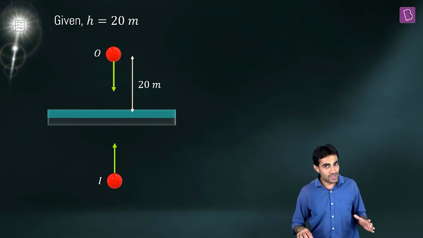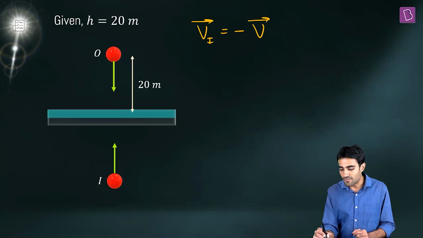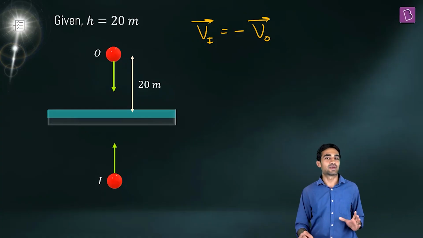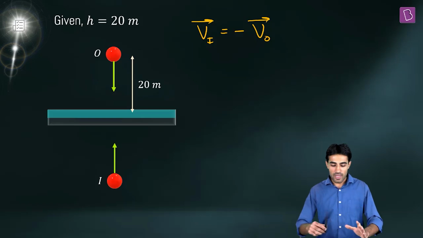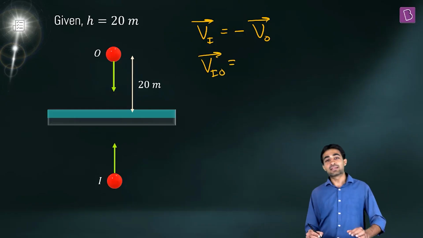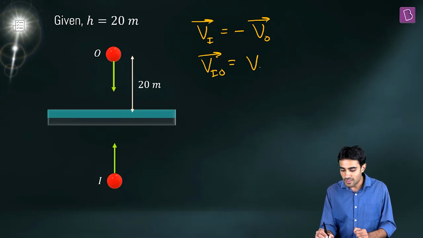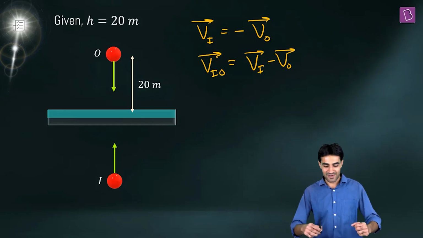When the mirror is stationary, we can say velocity of the image is equal to minus times velocity of the object. This is the concept. The speeds are the same, but the directions of the velocities are different. Now, we can say the velocity of the image with respect to object can be written as velocity of the image minus velocity of the object. This is from relative motion. Remember? Yes, we remember. Good.